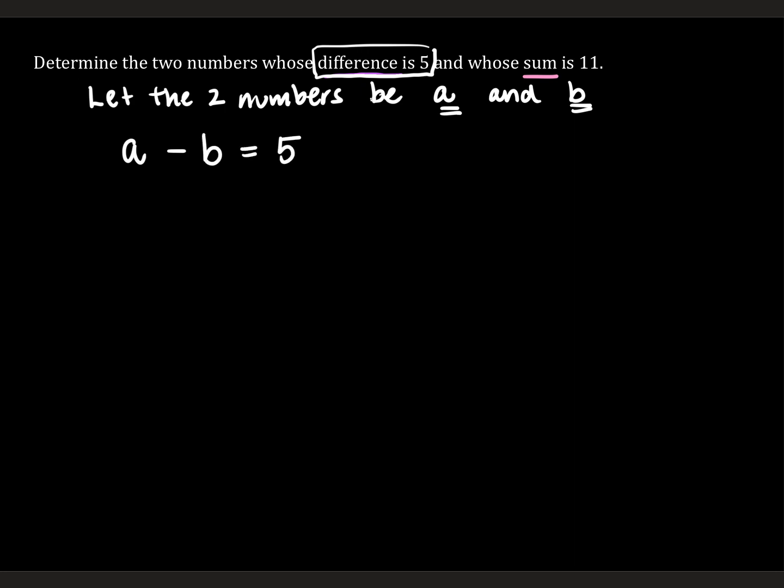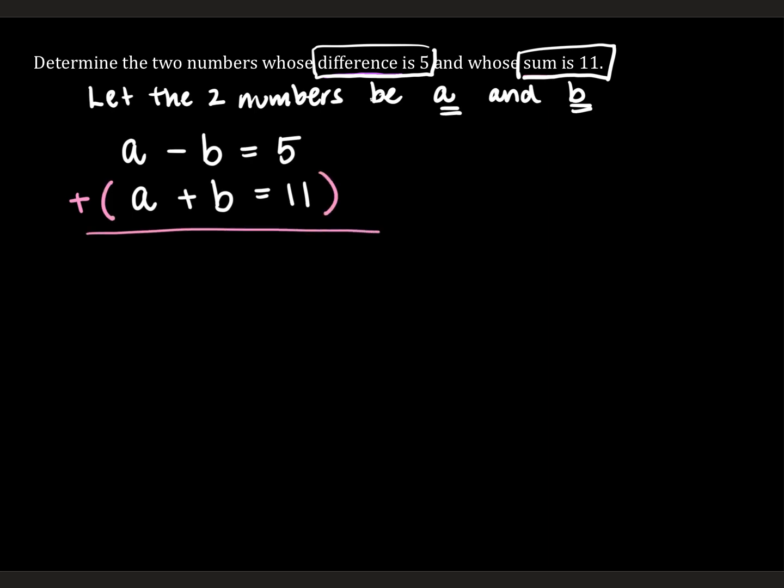Next, I'm told that their sum is 11. That means if I add them up, A plus B, I will get 11. Now you can see here we've got some simultaneous equations. Let's just add them up like this. I'm going to use the elimination method. A plus A is 2A, minus B plus B, well, that equals 0. I've eliminated that. Then what have I got? 5 plus 11 is 16. 2A equals 16, divided by 2. A is equal to 8.